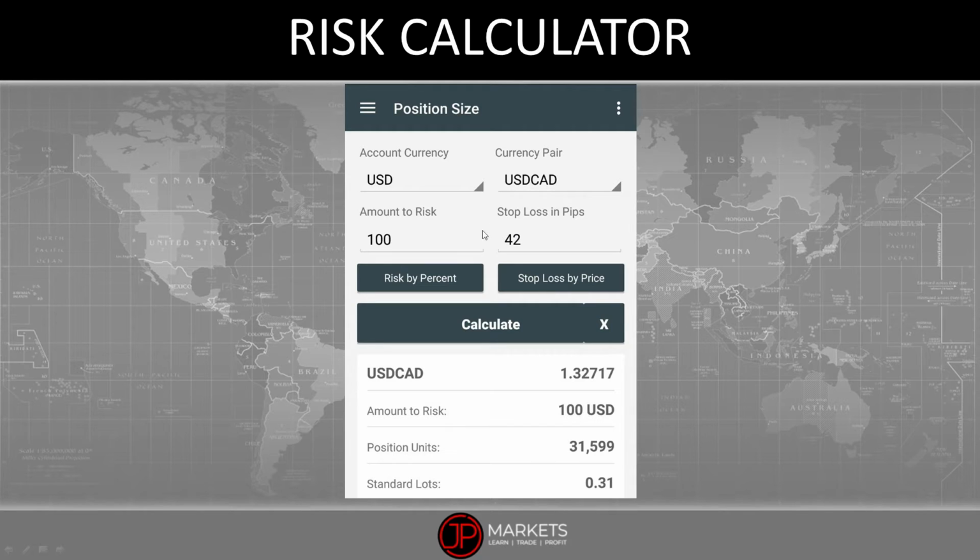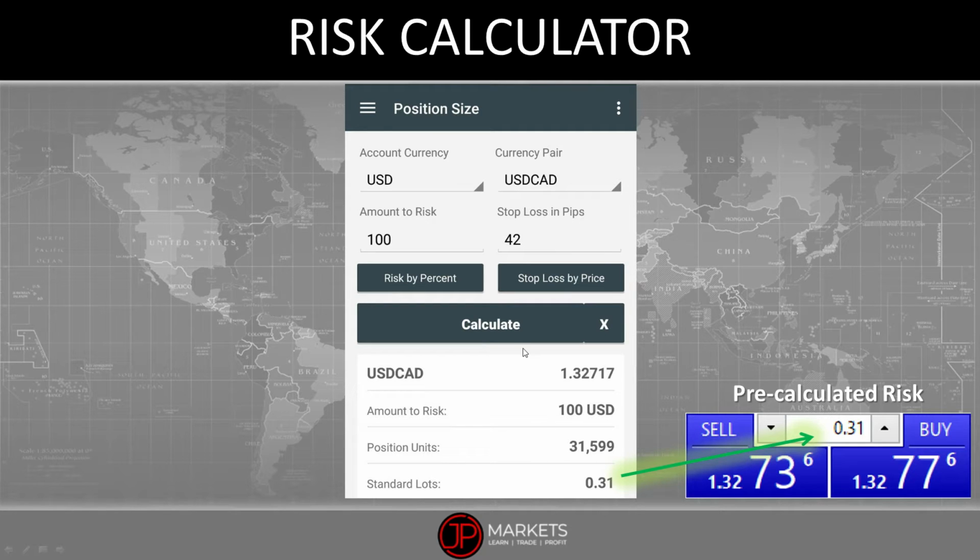You just have to punch in 42 here, punch in 100, the currency that you want to trade and the currency your account is based in, and then press the calculate button right there. The calculator will then return to you the standard lot size that you have to punch into the MT4. So before you press your buy or sell button, you'll punch in 0.3 as your pre-calculated risk and then press buy. Then in 42 pips, if anything goes against you, you'll only lose $100. Now I want to show you on the live market how this would look.